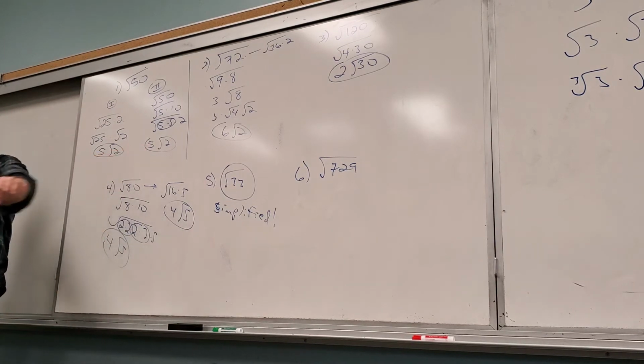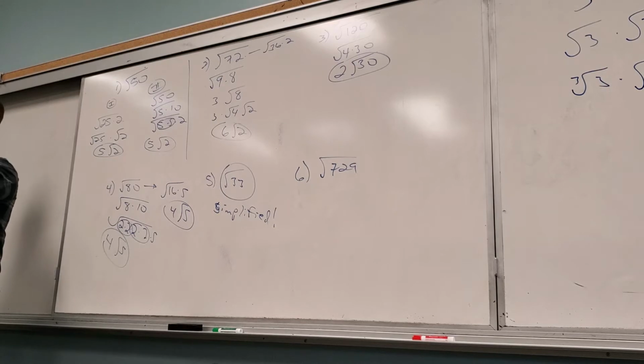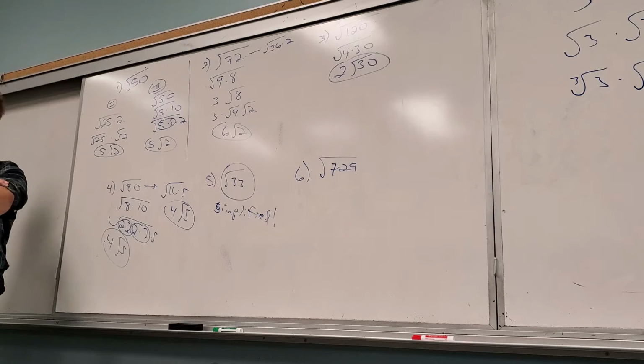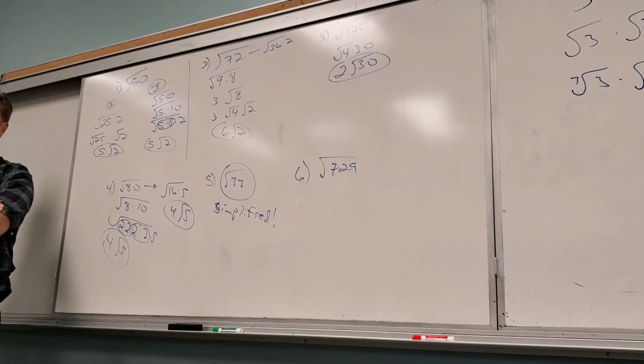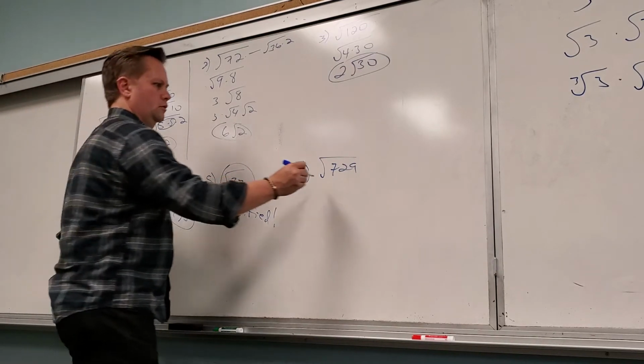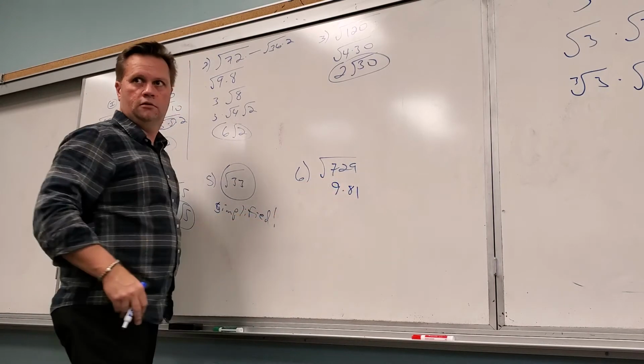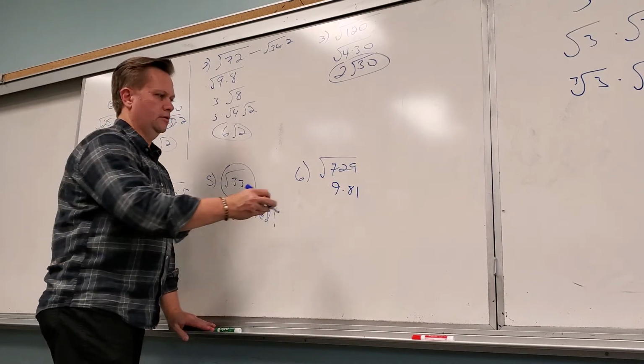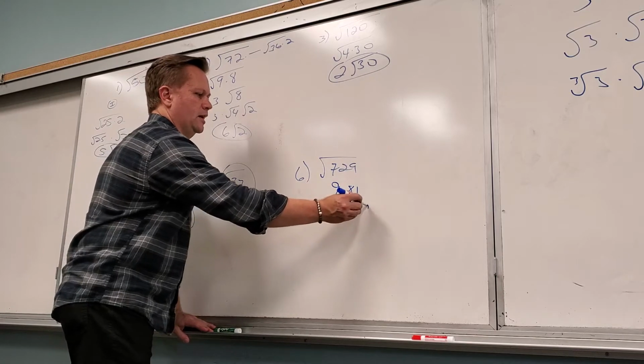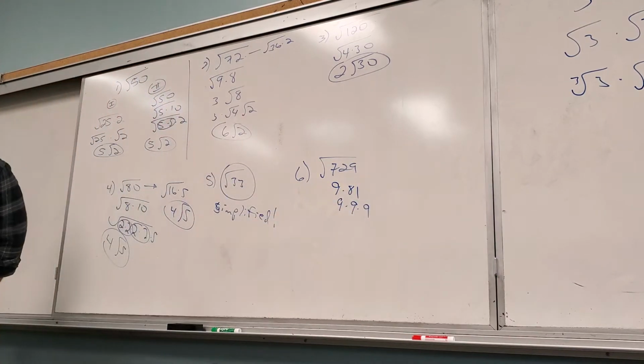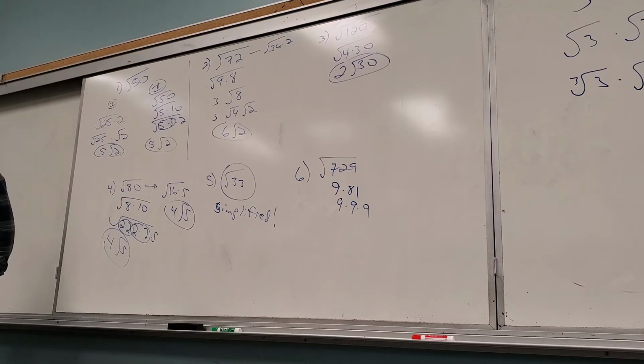And then the best one on there, the square root of 729. What's 7 plus 2 plus 9? 18. So 9 goes into it, right? 9 times 81. So this is 9 times 9 times 9. So it's cube rootable. See that? The cube root wants groups of 3s.